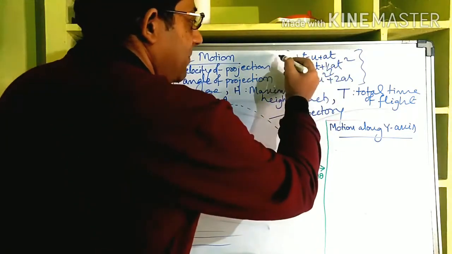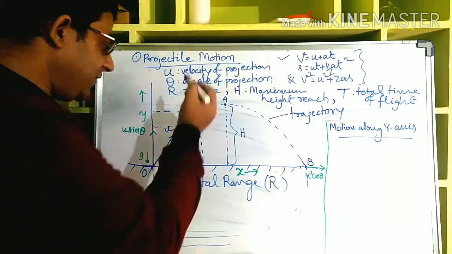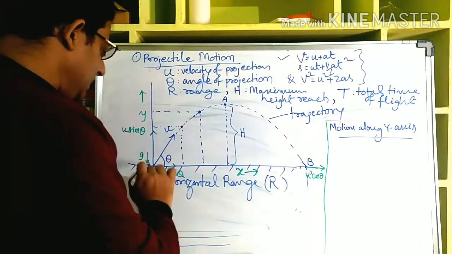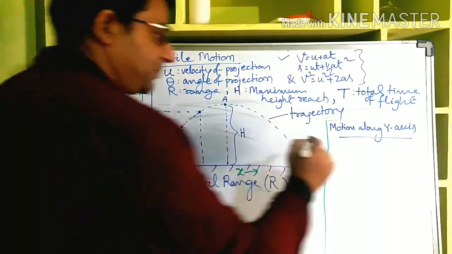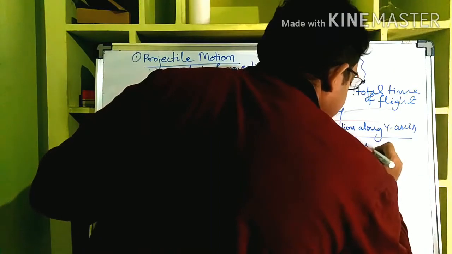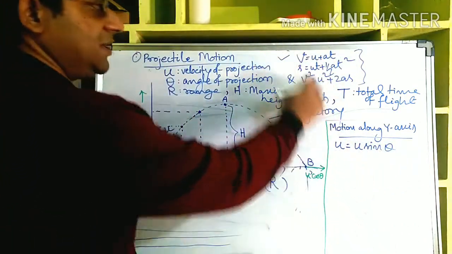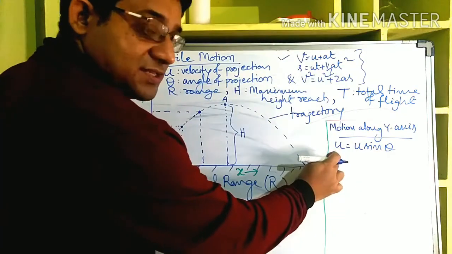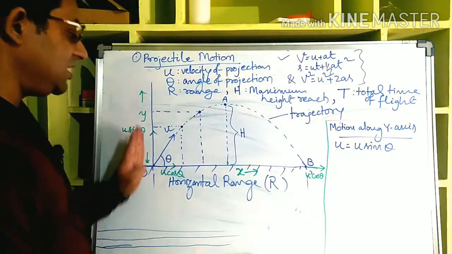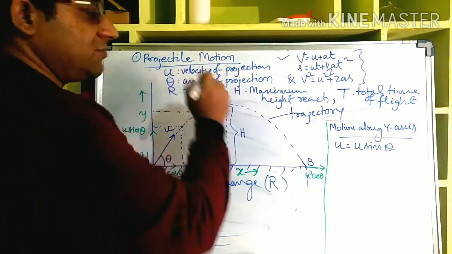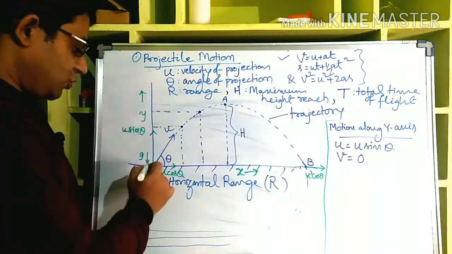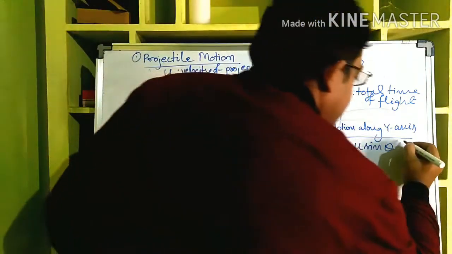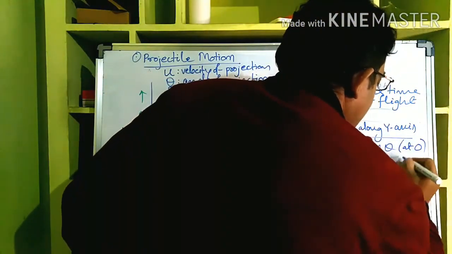Let us apply the first equation. The initial velocity along the vertical direction was u sin theta, so I am writing u is equal to u sin theta. That means initially it was u sin theta, and the final velocity was 0, v is equal to 0, right? So this was at O, and this was at A.